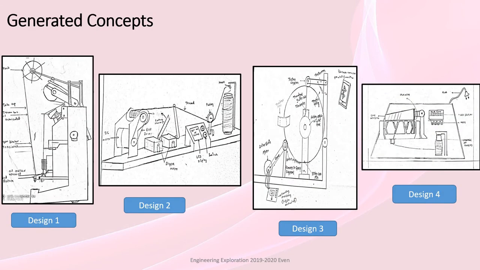So moving on to the generated concepts. Based on the requirements of our project and following the constraints of the project, my team members and I have made 4 designs of the project. So these are the 4 designs of the project. Design 1 is a vertical spool winding, design 2 is a horizontal spool winding, design 3 is a toroidal cone winding, and design 4 is a conical spool horizontal winding.